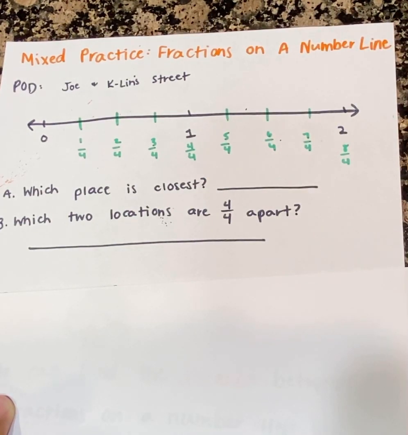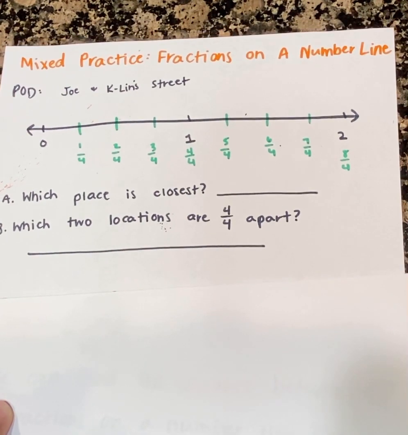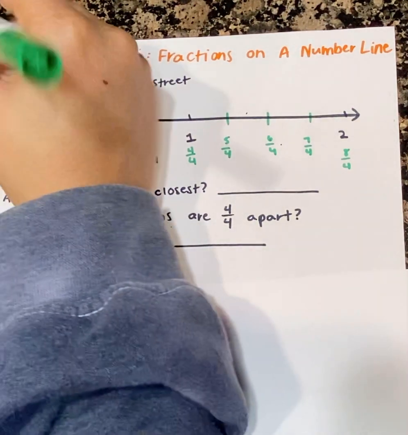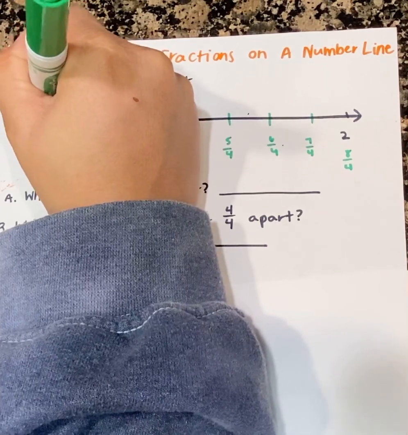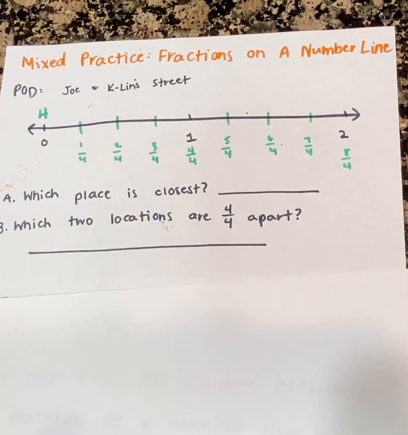Where did you label their house and why? Say your answer out loud. Ooh, smart. I heard you say that you put an H at 0 to label their house because that's the start of the number line, and in the story it tells you that that's where they live.